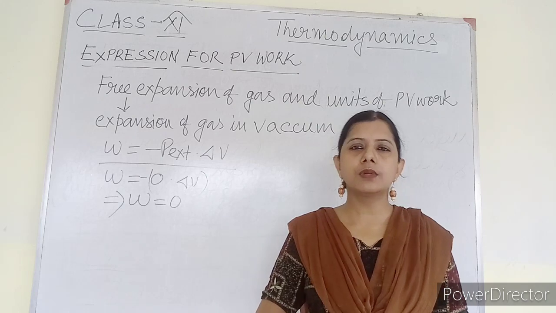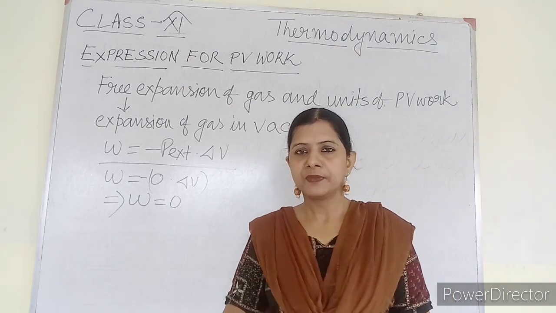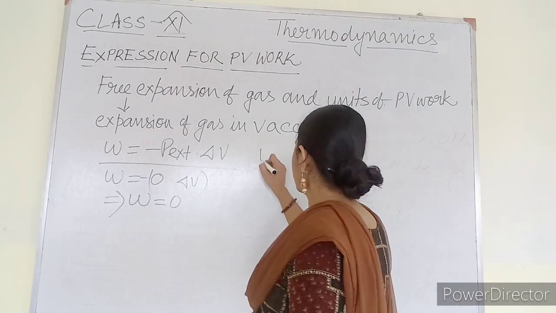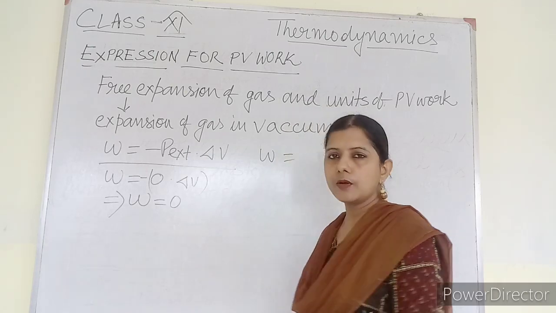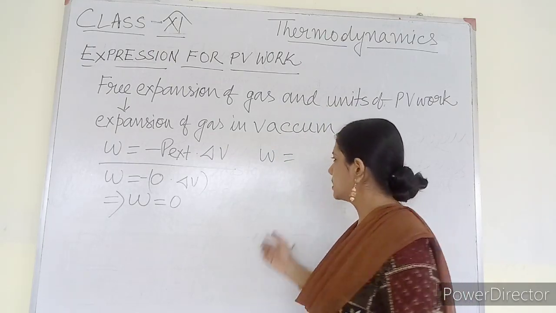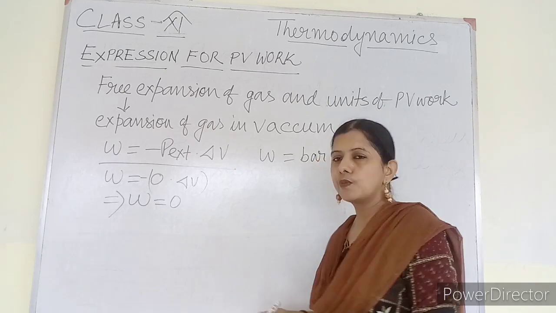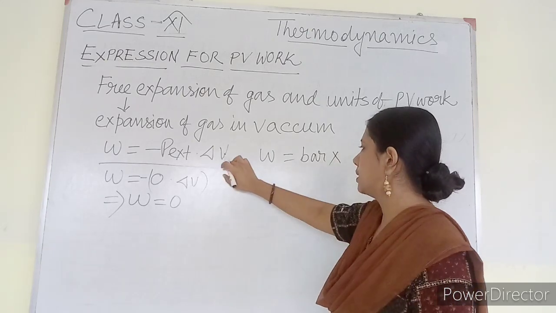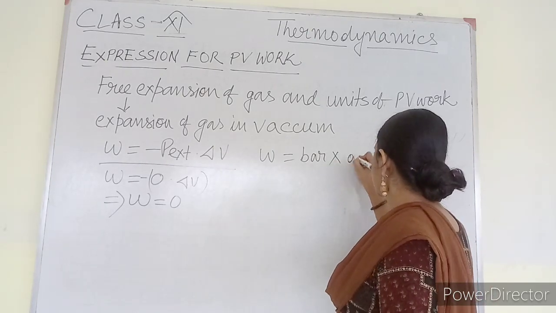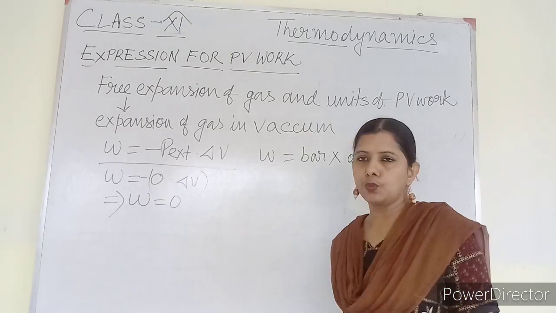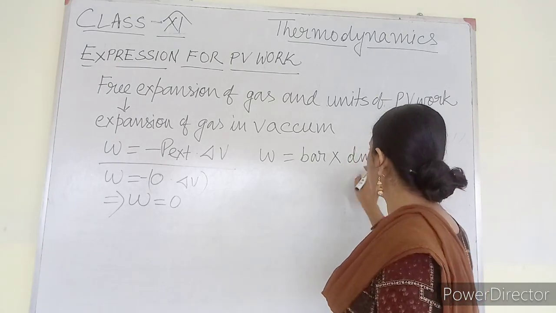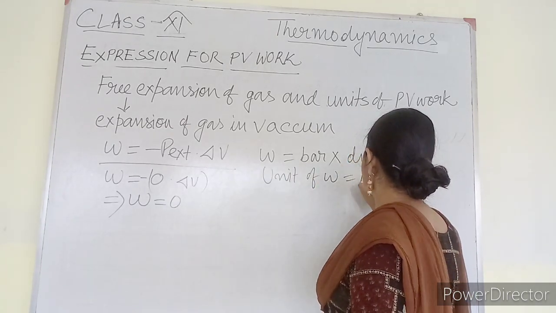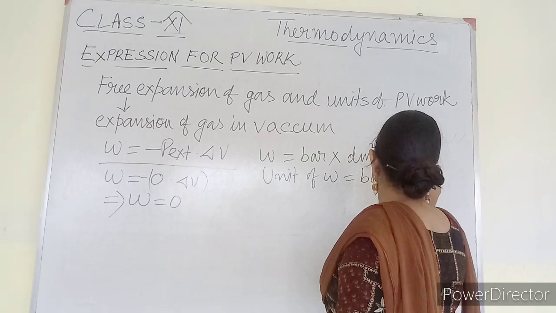Now when you do the numericals you should know the units also. What is the unit of PV work done? So W equal to, I am writing the unit of pressure. Suppose the unit of pressure is given in bar. In your book you will get the unit of pressure many times as bar. And the unit of volume delta V is given in dm3, decimeter cube. So the unit of work done is bar into dm3. Unit of W equal to bar dm cube.